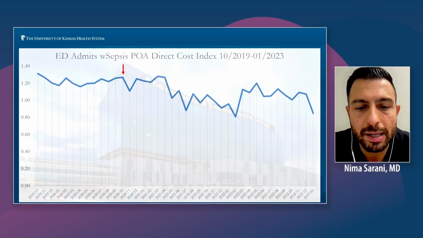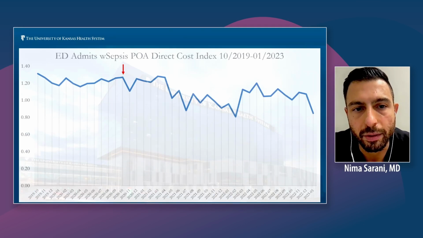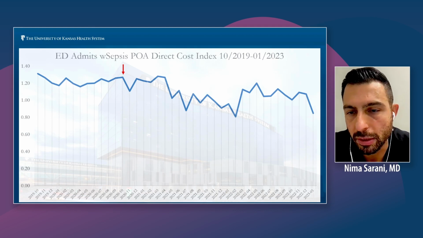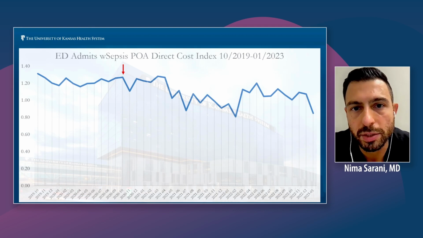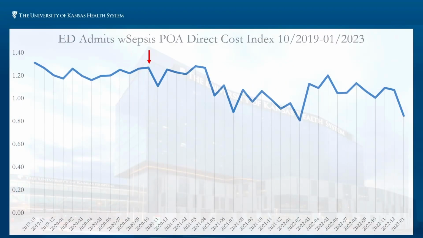And lastly, we'll look at the cost index, and we monitor that on a monthly basis as well. The red arrow shows when our ED sepsis initiative was started. So this is the O to E ratio, specifically for the cost index. As you can see, our cost index has decreased, which means we are doing better as far as cost saving.